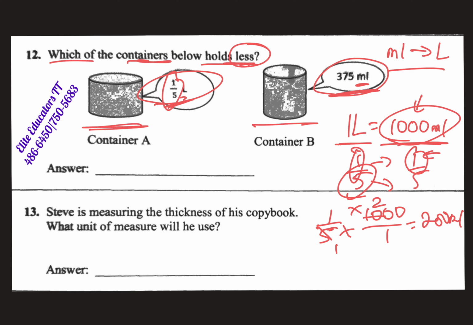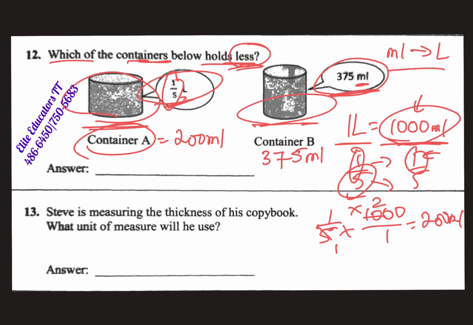So now when we look back, container A has 200 ml and container B has 375 milliliters. So even though container A looks bigger, and remember in the question they want to know which one holds less, a lot of students, like I said, would immediately just assume that container A looks bigger than container B. That is not actually the truth. By doing the calculations, we are able to find out that container A is 200 ml, container B is 375 ml, which is almost double that of container A, despite container A looking bigger.